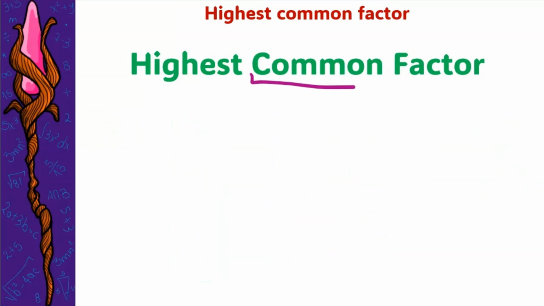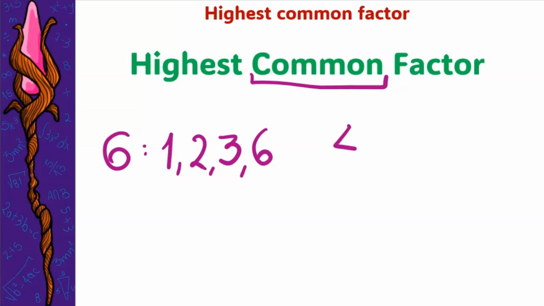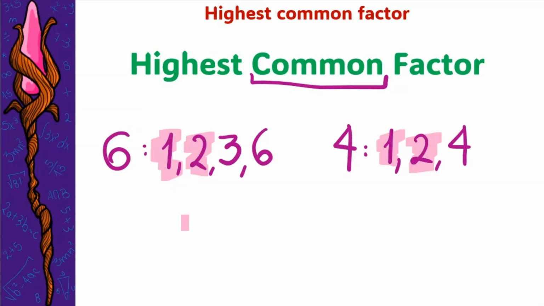Okay, now let's check what about common. Common is about characteristics that two elements share. So when we say common factors, we are looking for factors that are repeated for two numbers. Let's check. The factors of 6 again are 1, 2, 3, and 6. The factors of 4 are 1, 2, and 4. So they have in common the 1 and the 2. Those are the common factors.